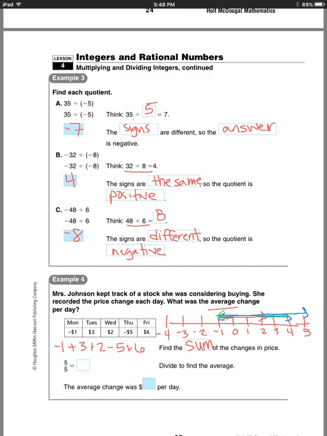So you can use a number line. That's helpful. So we have 5. And then we divide by 5 numbers, and we get 1. So the average change was $1 per day.